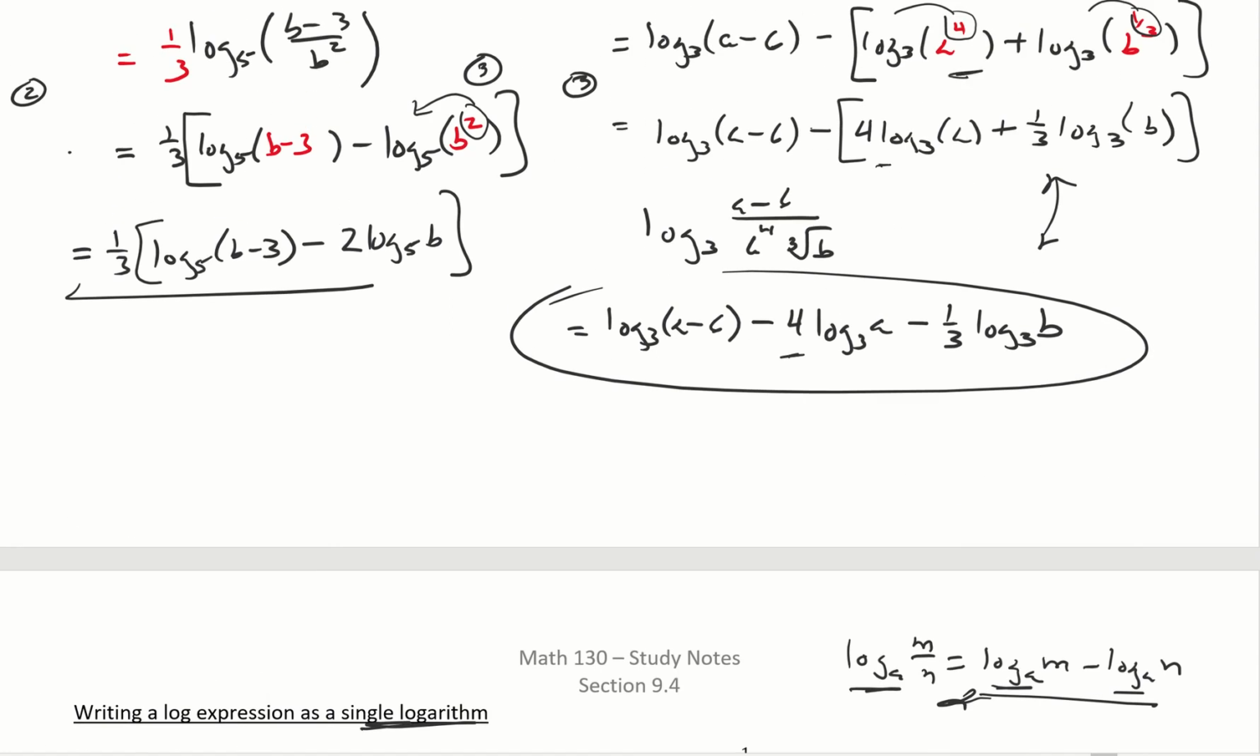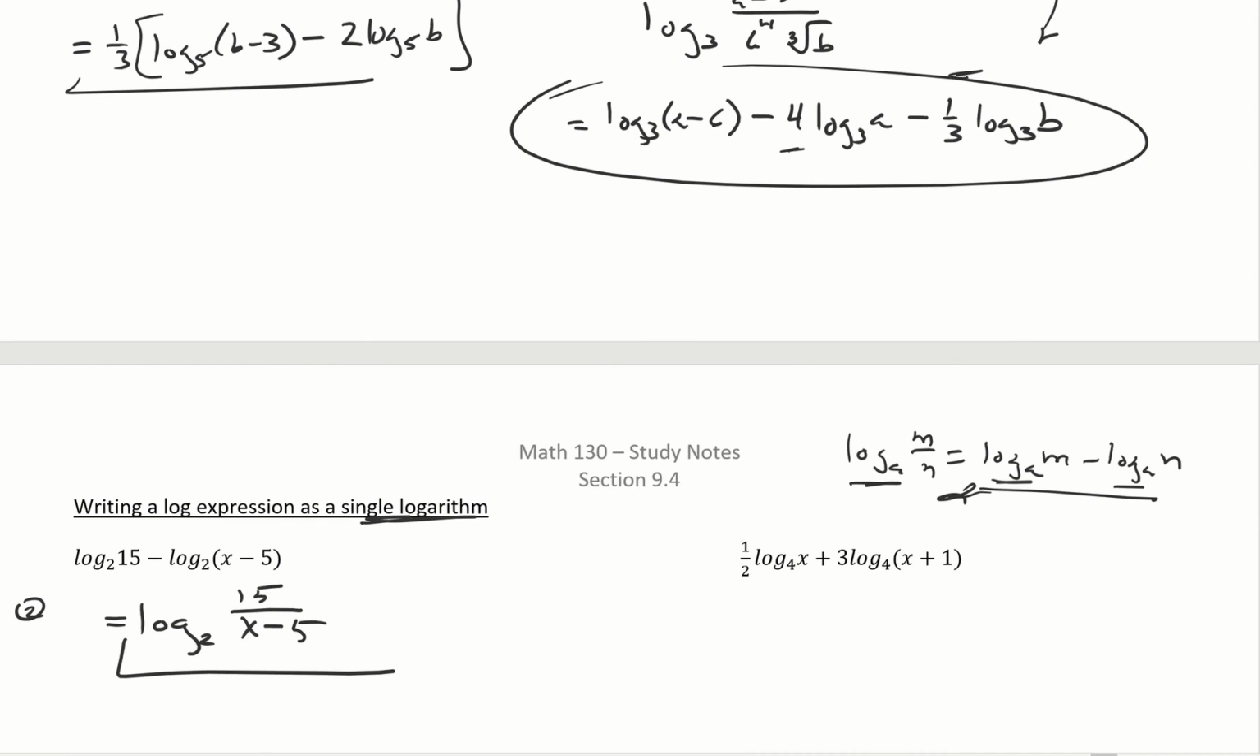Oh, powers. So yeah, the first thing I would do on this one is property 3, move the powers in. I'd say take this 1/2, put it in as a power, take the 3, put it in as a power, and so we do. This is equal to log base 4 of x to the 1/2 power, never mind the plus for now, plus log base 4 of x plus 1 to the 3rd power.